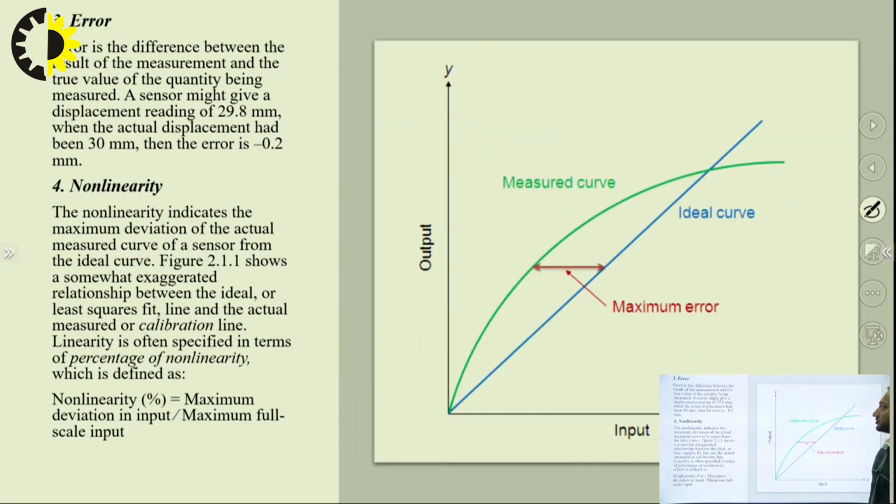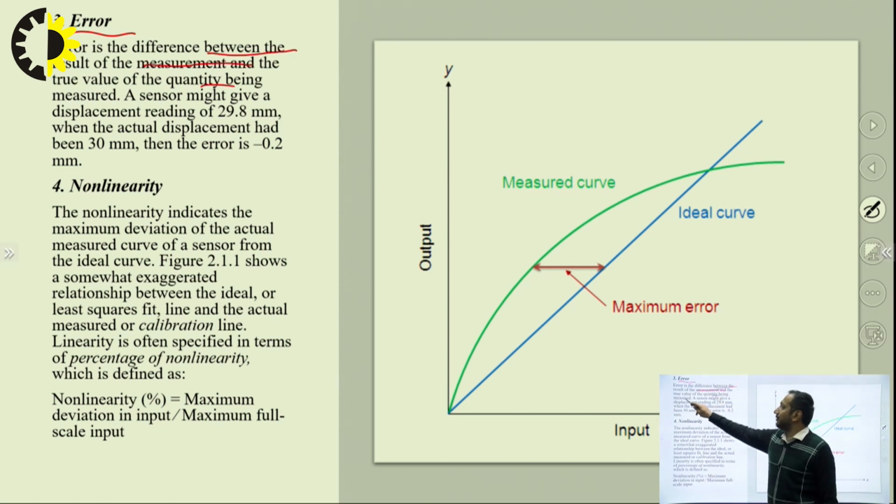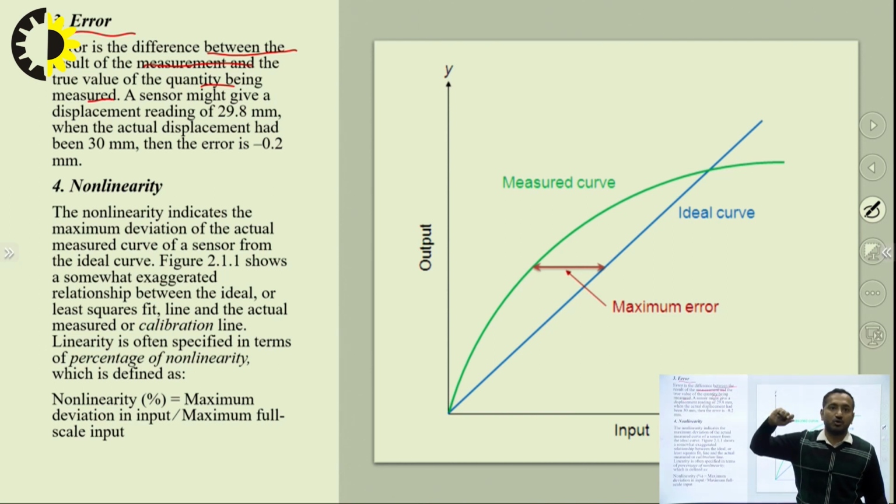Now third type of specification is the error. How would you define an error? An error is the difference between the result of the measurement and the true value of the quantity being measured. Suppose the displacement sensor gives a displacement of 20.2 mm and actually it was 20 mm. So there is an error of 0.2. So this is known as error.